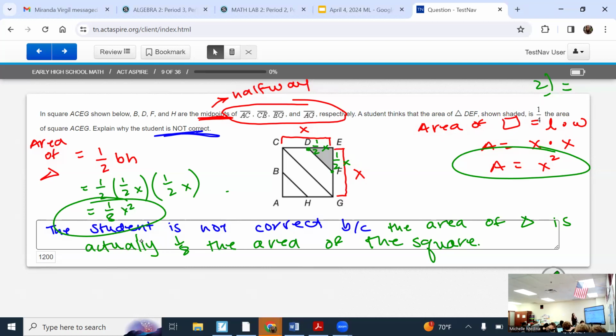You could say if one side of the square is x, then the area of the square is x squared. If D and F are midpoints, then the dimensions of the triangle are 1/2 x times 1/2 x times 1/2, and so on. So really explain if you do know it, show that you know it. If you have no clue, put something there and then move on with your life. Move on to something else if easier.